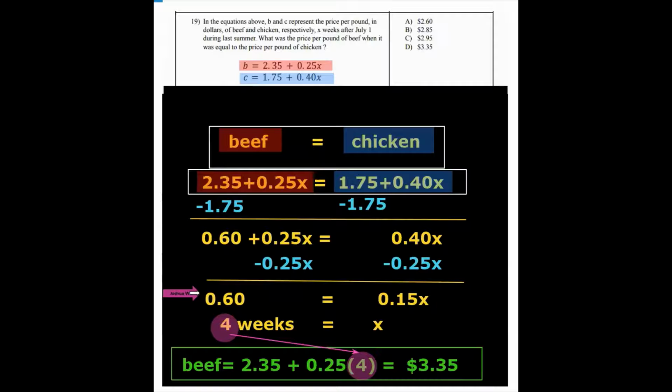But then go back to the STEM question because there's an extra step. The price of beef then, you have to plug in at 4 weeks after July 1st. Fourth of July would be $2.35 plus a dollar is $3.35 per pound. The correct answer was D.